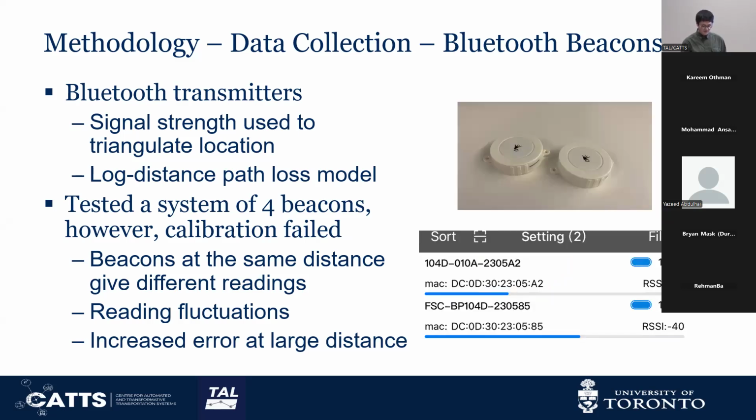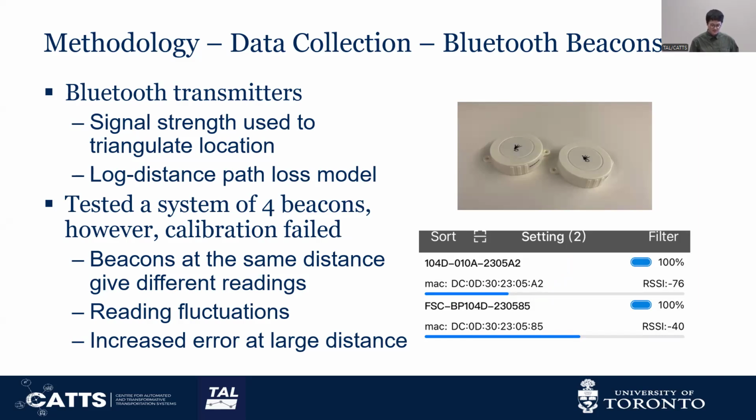So you can see here that you can get these readings from a smartphone app, but we tested a system made up of 4 beacons, but ultimately this didn't work out as we expected because sometimes beacons give different readings when they're at the same distance, probably due to interference. And then the readings often fluctuate quite a bit, so that induces some errors as well.